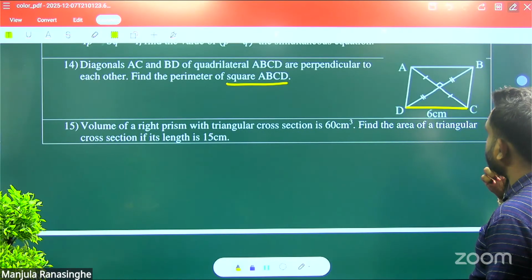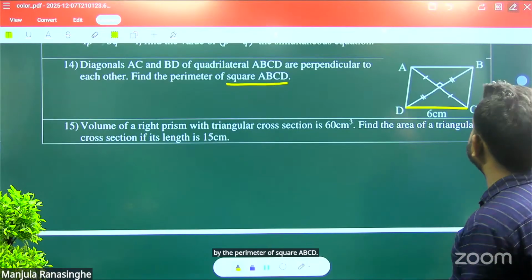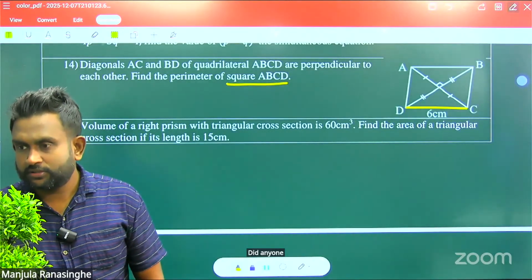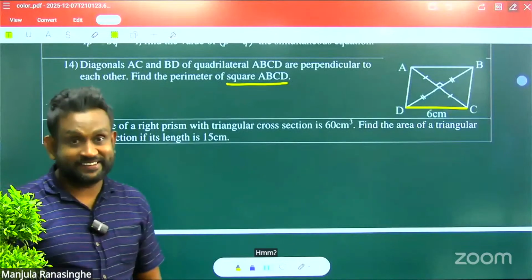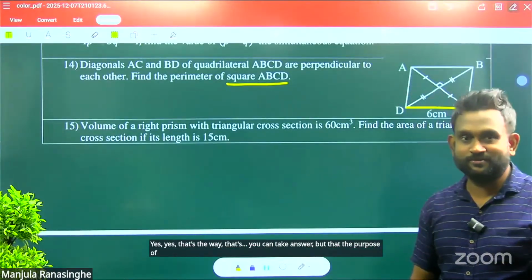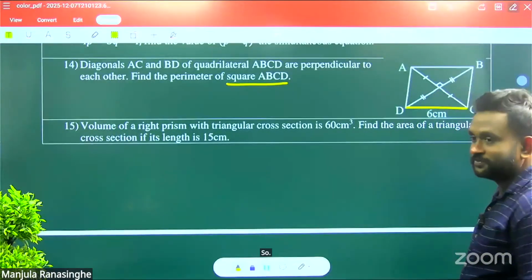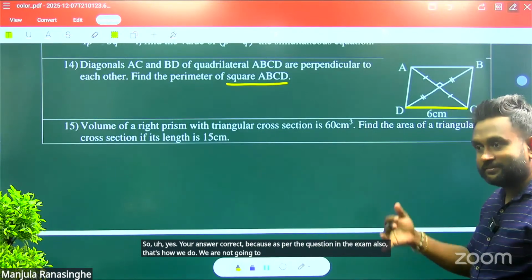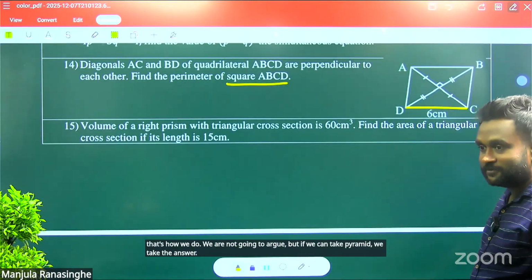Find the perimeter of square ABCD. And this doesn't appear as a square. So what were the answers? Did anyone get the answer? As it is mentioned as square ABCD, shall we multiply the side length by 4? Yes, that's the way we can get the answer, but the purpose of this drafting doesn't work. Your answer is correct, because as per the question in the exam also, that's how we do it. We are not going to argue, but something happened with the problem.